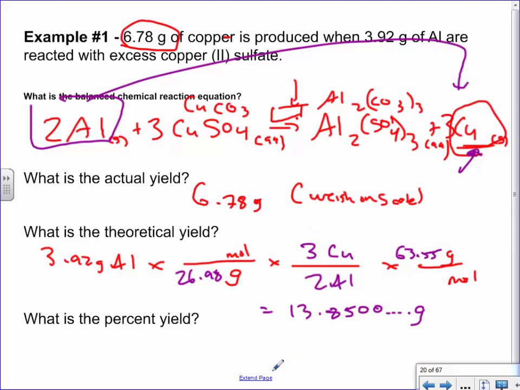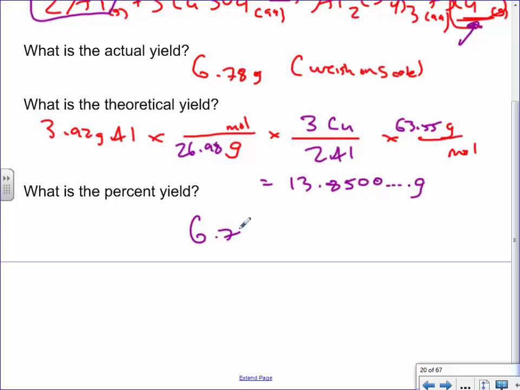So to figure out the percent yield then, we only got 6.78 grams. We were expecting 13.850 grams. So divide those, times by 100.